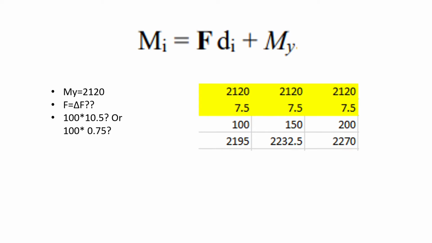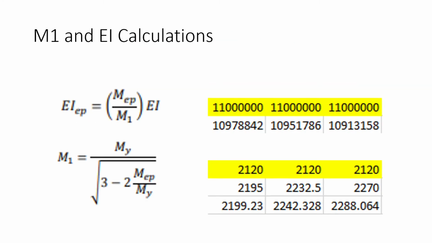I did it both ways, but then after talking to other groups who encountered, I think, similar issues, they believed that it must have been a typo here, and it should have been delta F, where I should have multiplied it by 0.75 instead of the full load, so the load increment. So I have both, and I'll show both. I would like some feedback on which direction to go.